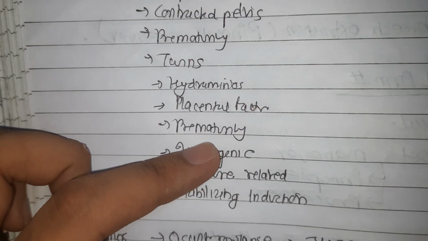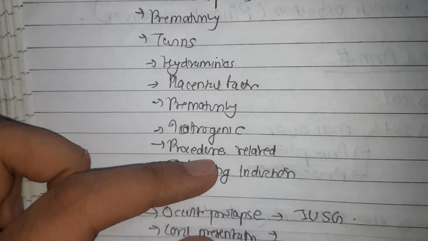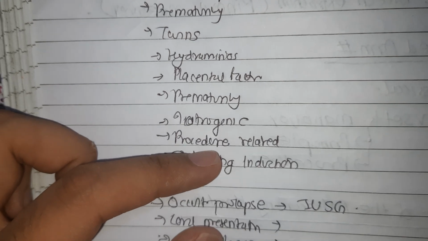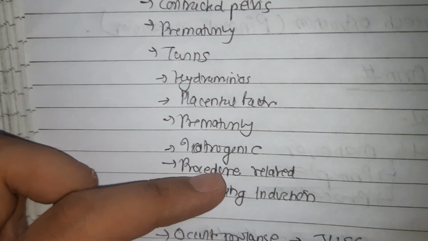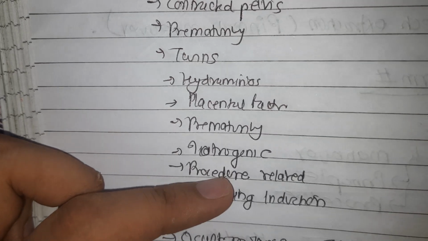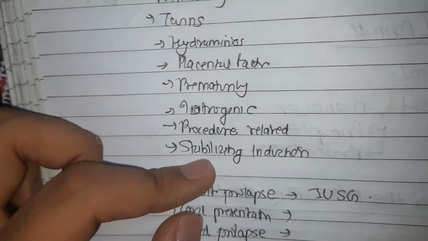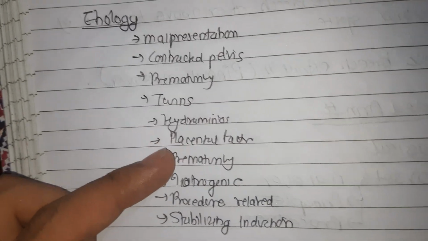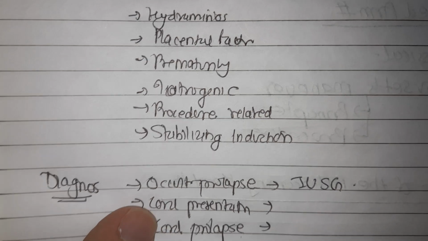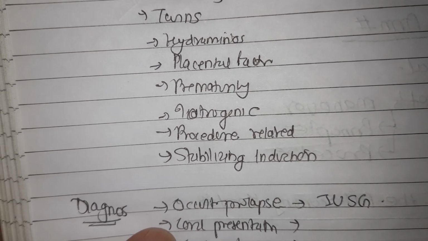Seventh one is we have the iatrogenic procedure related, that is low rupture of membrane, manual rotation of the head, or external cephalic version or internal podalic version. All these procedure related things can cause cord prolapse, and the stabilizing induction can cause cord prolapse.